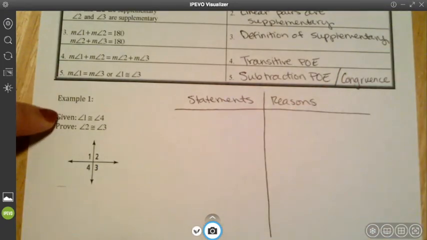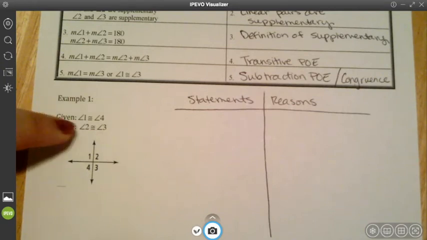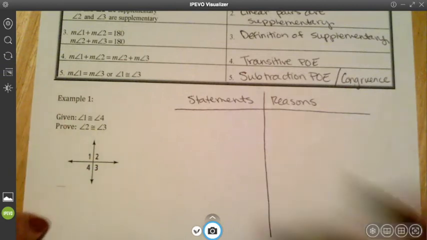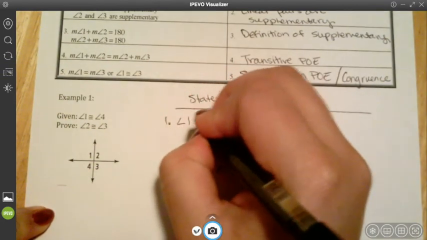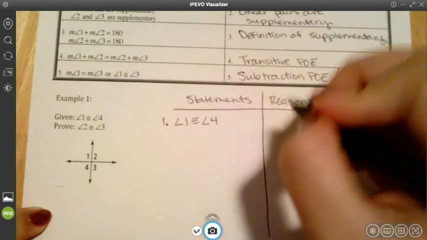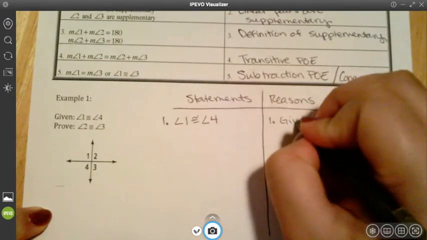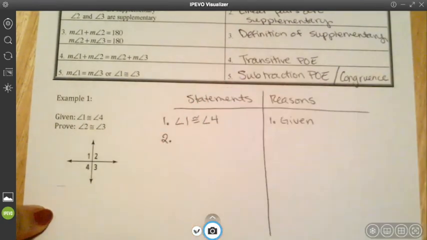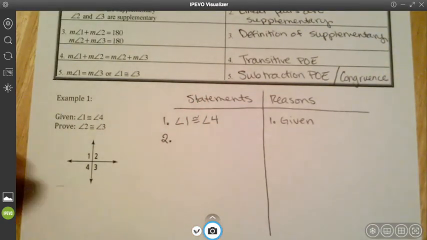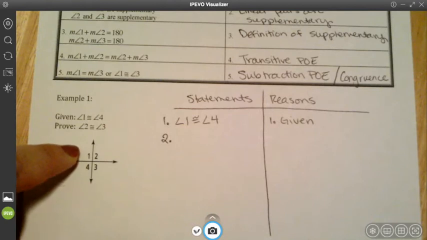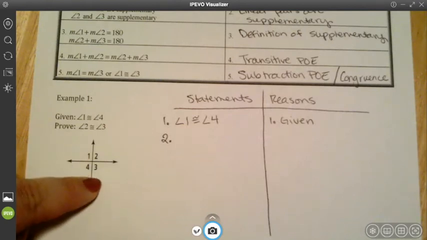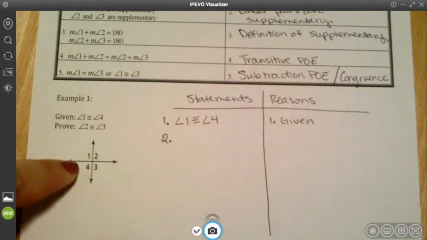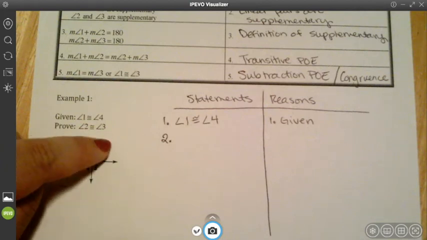So we are given that angle 1 is congruent to angle 4. What we'd like to prove is that angle 2 is congruent to angle 3. So we start with what's given. Step 1, angle 1 is congruent to angle 4. How do we know that? It is given. Step 2, well, we just proved that vertical angles are congruent, so what we can say now is that angle 1 is congruent to angle 3, and angle 4 is congruent to angle 2.